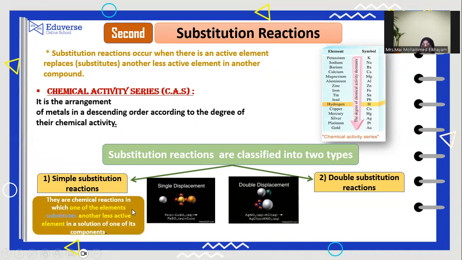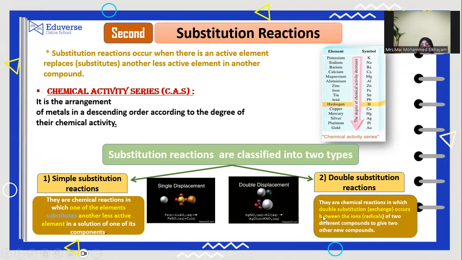Simple substitution reactions are chemical reactions in which one element substitutes another less active element in a solution of one of its components. While double substitution reactions, as we just mentioned, are chemical reactions in which exchange occurs between the ions or radicals of two different compounds to give two other new compounds.